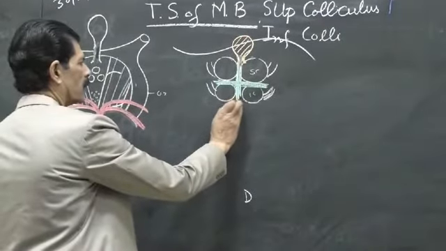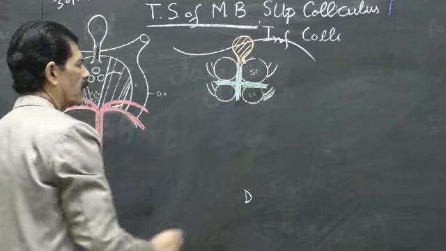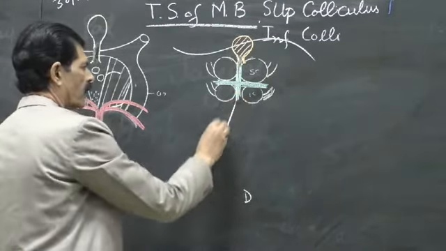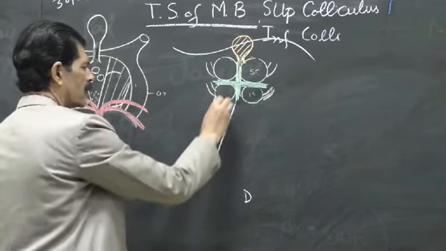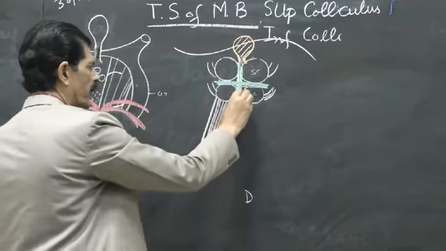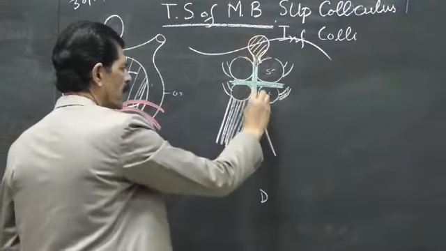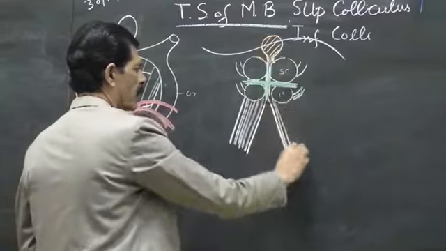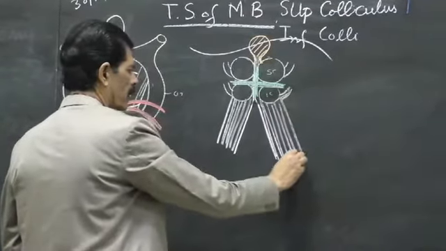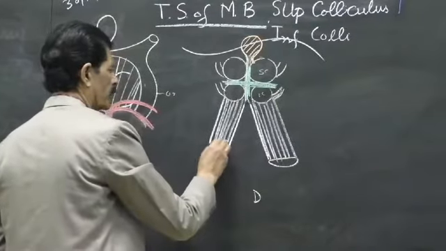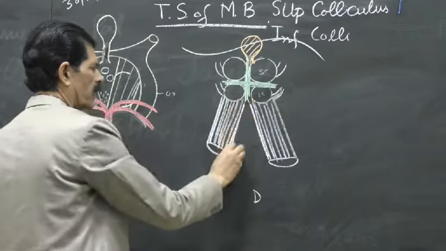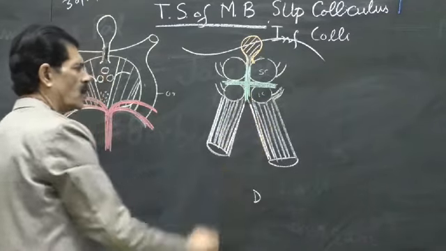Then from below the inferior colliculus, there is the emergence of an obliquely running bundle of fibers which goes from the midbrain and connects the midbrain with the cerebellum. This is the superior cerebellar peduncle, which forms the roof of the dorsal surface of the pons.